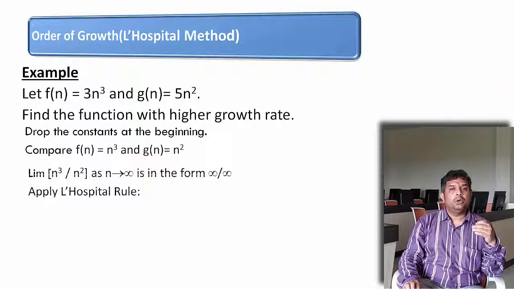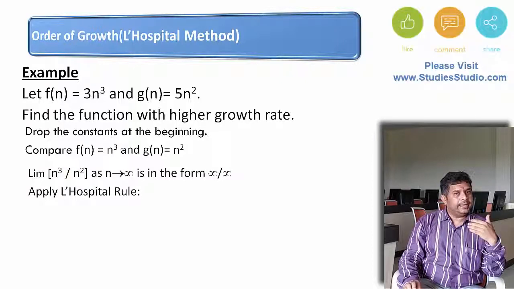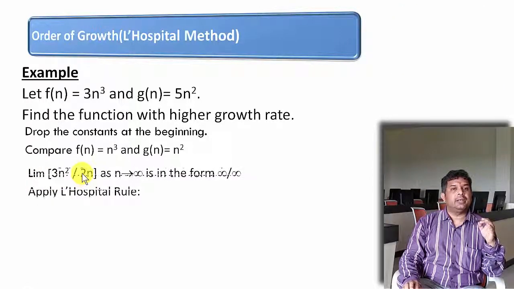Now what we need to do, we need to take limit. Limit n cube by n square as n tends to infinity. Now you can see it is in an infinity by infinity form. So we need to apply L'Hospital rule. So in L'Hospital rule, what we do? We differentiate the numerator and denominator. So if we differentiate it, we will get 3n square in the numerator and 2n in the denominator.